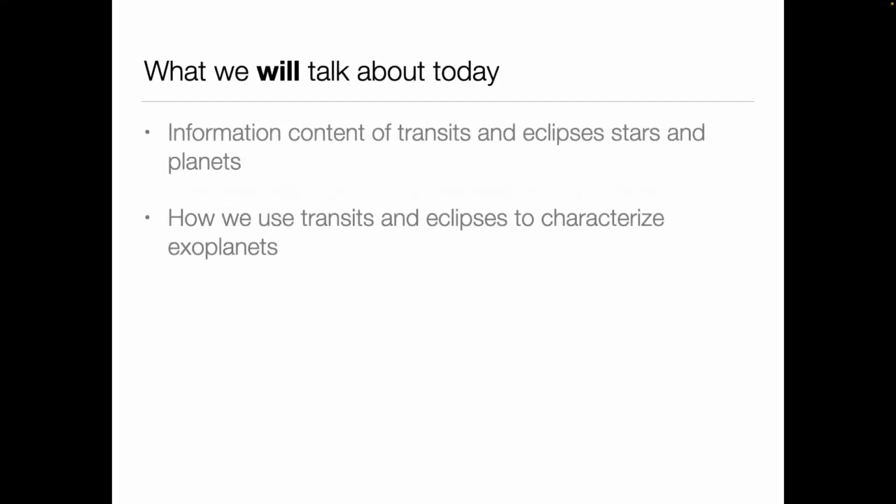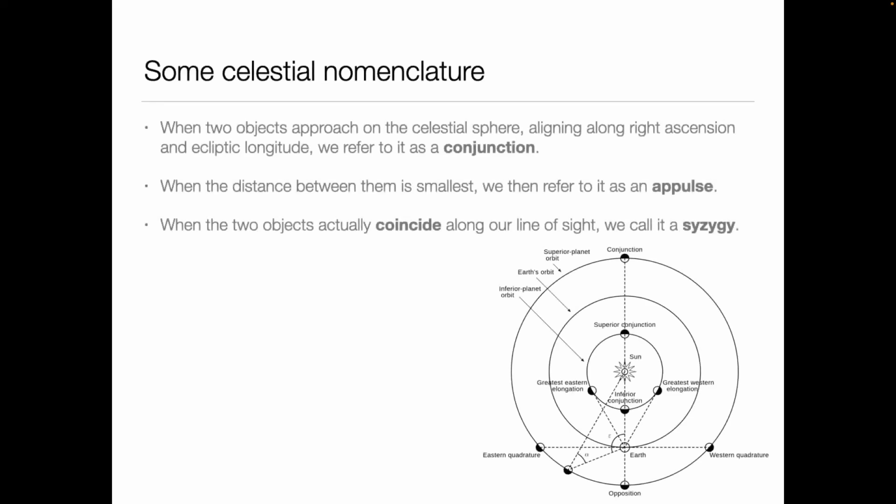We will talk about the information content of transits and also eclipses. I will define them more rigorously moving on, of stars and planets. And we will also talk about how we use these transits and eclipses to characterize planets beyond our solar system. And from now on, I will refer to them as exoplanets.